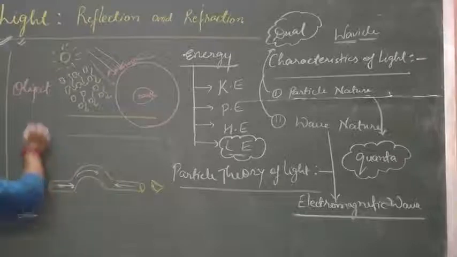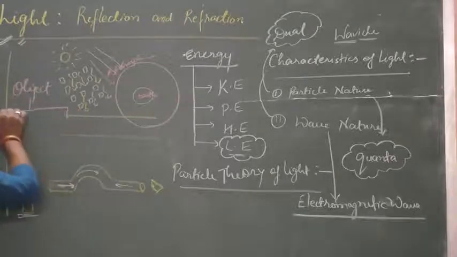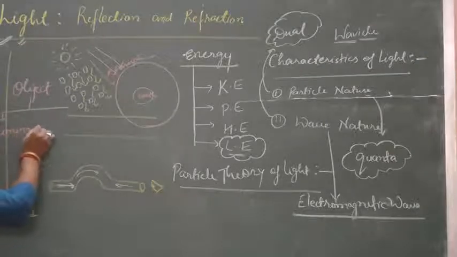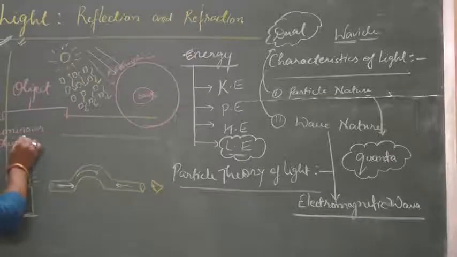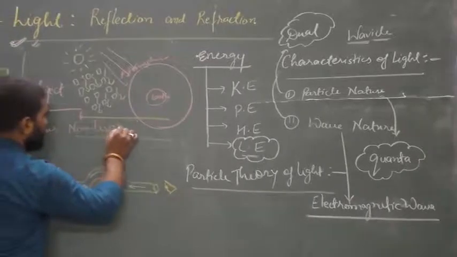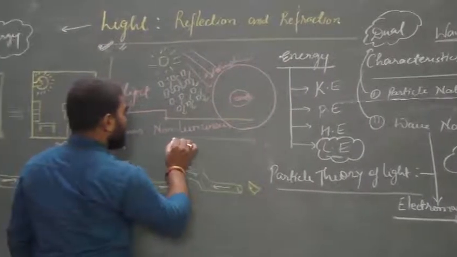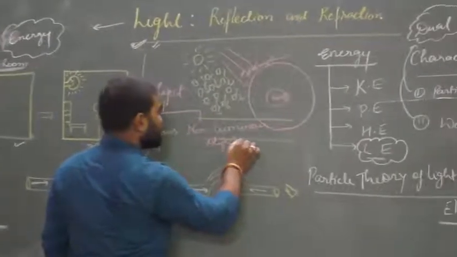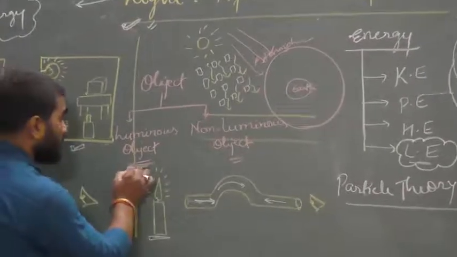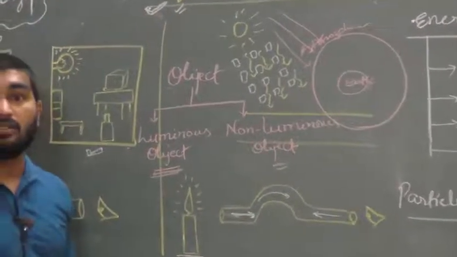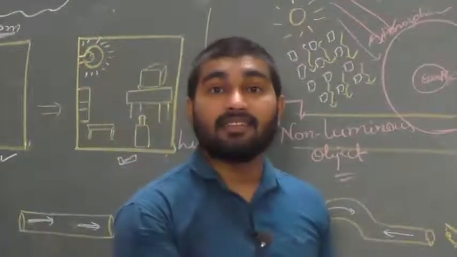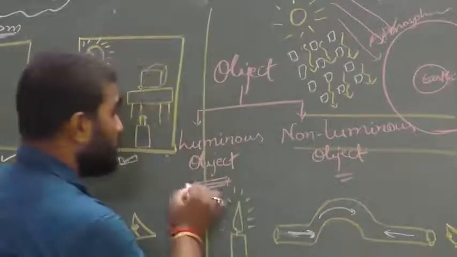So friends, there are two types of object. The first one is luminous object. Another one is non-luminous object. What is a luminous object? Luminous means those objects which have their own light. Those objects which have their own light, or which emit their own light, are called luminous objects.